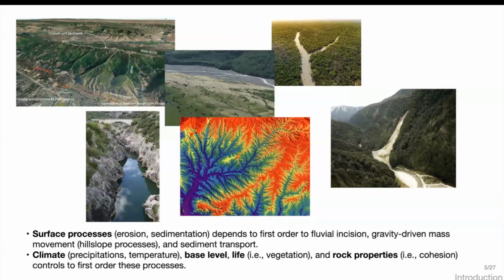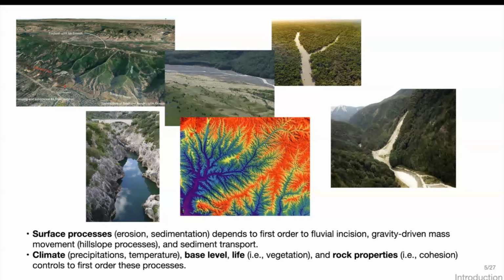Most of the landscapes we have nowadays depend to first order on fluvial incision, as we can see, for example, along a rift flank on the left here, or also in the more passive domain in the bottom left. Also in active domains, like in Taiwan, where you have landslides on rocks going into the valley shape of the incised valley. So both this fluvial incision and this gravity-driven mass movement, which we describe as hillslope processes, and sediment transport are the two first-order controls on these surface processes.